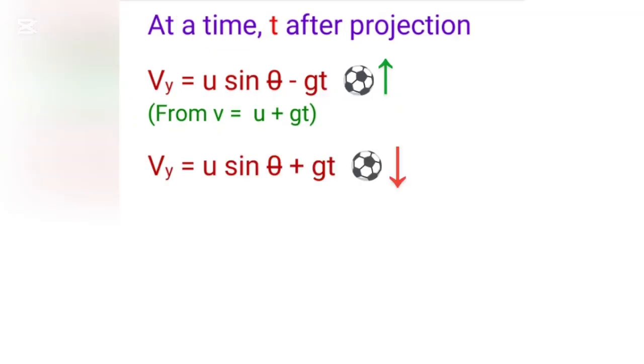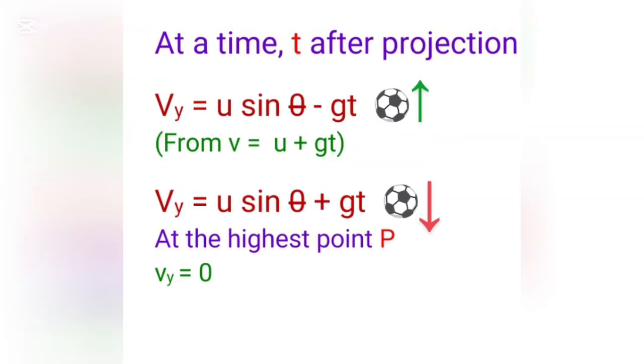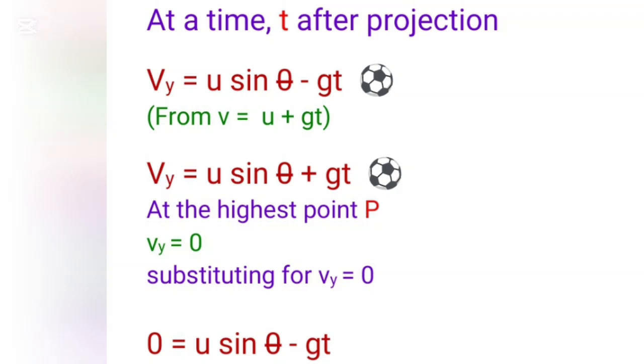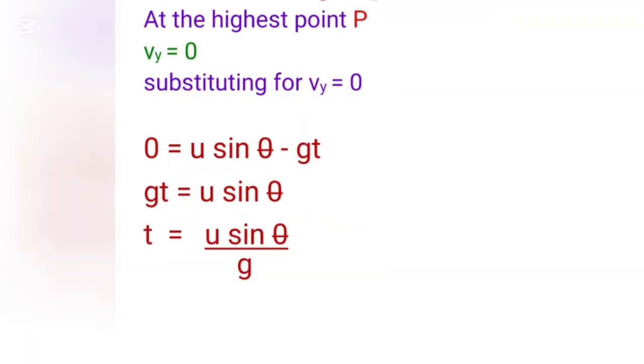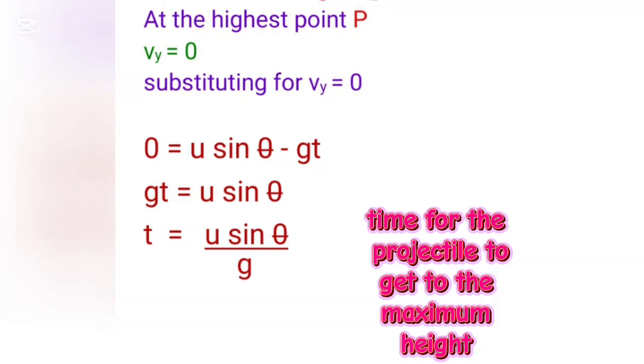At a time t after projection, vertical velocity Vy is given by Vy is equal to u sin theta minus gt, from v is equal to u plus gt, when the object is moving upward, and Vy is equal to u sin theta plus gt when the object is moving downward. At the highest point P, vertical velocity is reduced to 0. The equation becomes 0 is equal to u sin theta minus gt. gt is equal to u sin theta. t is equal to u sin theta over g. This is the time for the projectile to get to the maximum height.